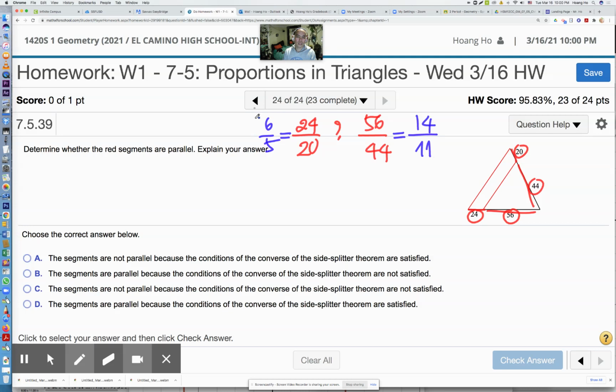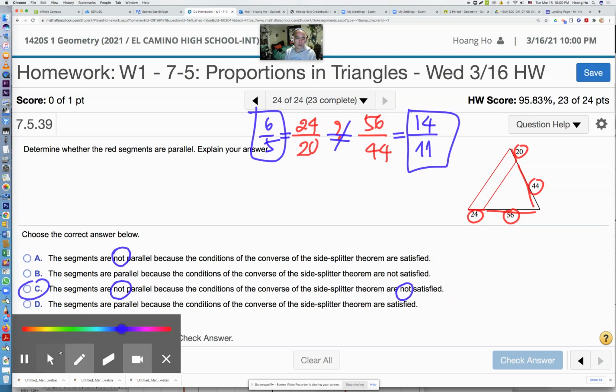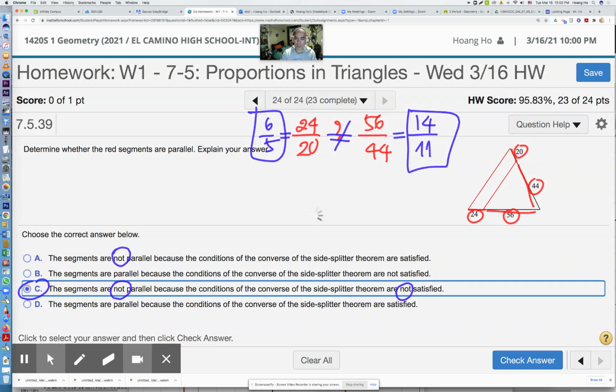So you can see these two fractions are not equal to each other. So the answer has to be no. But which no is correct? This no is correct: the segments are not parallel because the conditions of the converse of the side splitter theorem are not satisfied. So I choose option C.